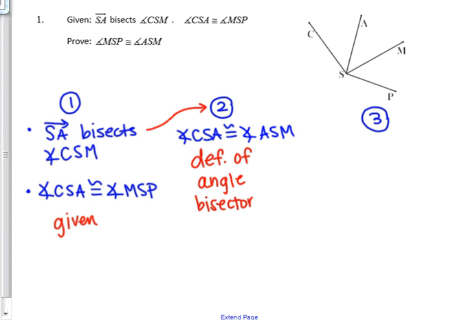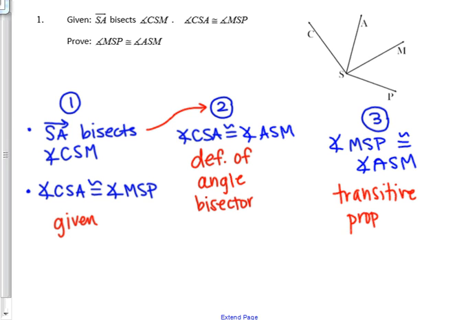I know that in my step 3, I'm going to use my transitive property, and if I know that CSA is congruent to both MSP and ASM, I know that MSP and ASM have to be the same angle. So MSP has to be congruent to angle ASM. That's just my transitive property. And that came from this part of my given and my step 2. And I'm done.